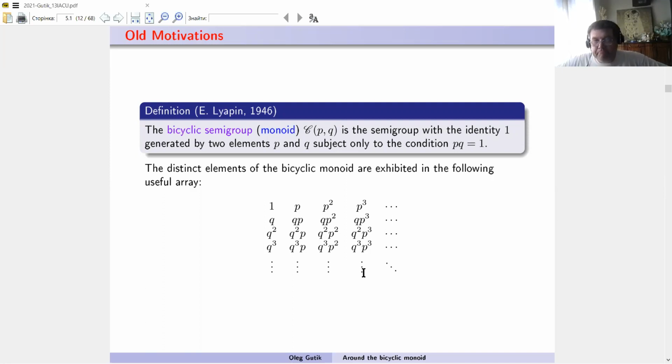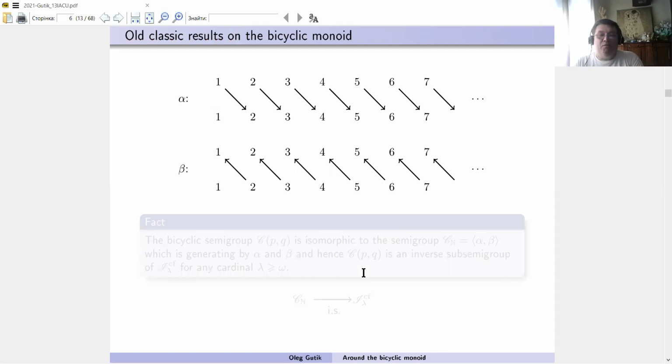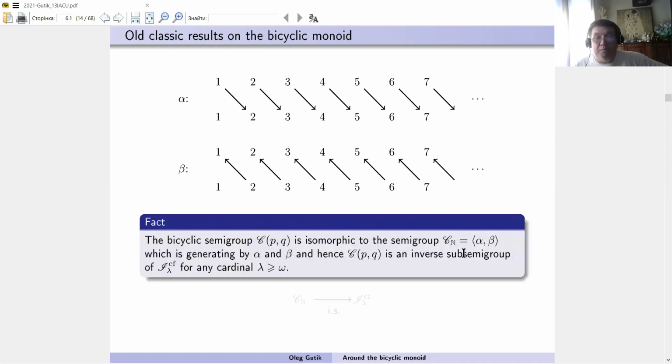And why I shall speak about the bicyclic monoid is because all results of my PhD students and my colleagues lie in the methods of the bicyclic semigroup. So the bicyclic semigroup has a very nice representation. If you consider the following shift alpha, the shift by one element of the set of positive numbers, and its inverse partial map beta, then the bicyclic semigroup is isomorphic to the semigroup generated by alpha and beta.